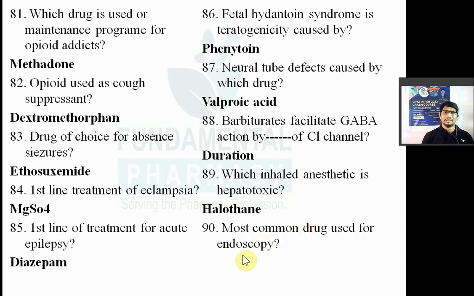Now next question, question number 90. Most common drug used for endoscopy. So basically they are asking for the example of an anesthetic which is commonly used in performing endoscopic procedures. So it is midazolam. So what is midazolam? Midazolam is a benzodiazepine derivative. It is known as a triazolam derivative. Benzodiazepine derivative, but it is a triazolam derivative.